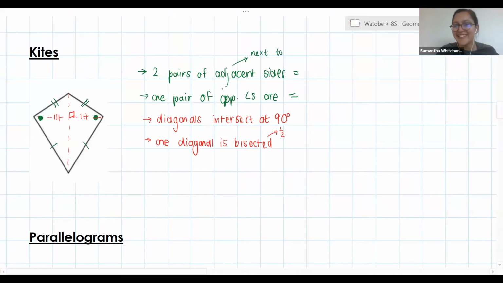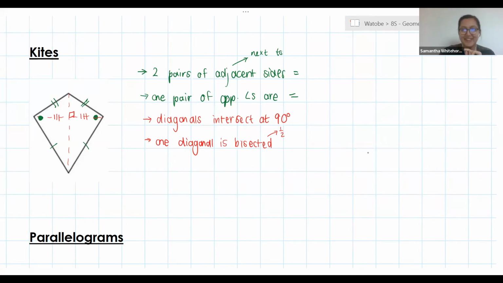Yes, I'm ready. Ma'am, can you view a kite as a pair of congruent triangles? Ooh, you definitely can. We are not going to talk about congruency at this point in time, but I really like your thinking, and yes, you definitely can. Thank you, ma'am. Good.